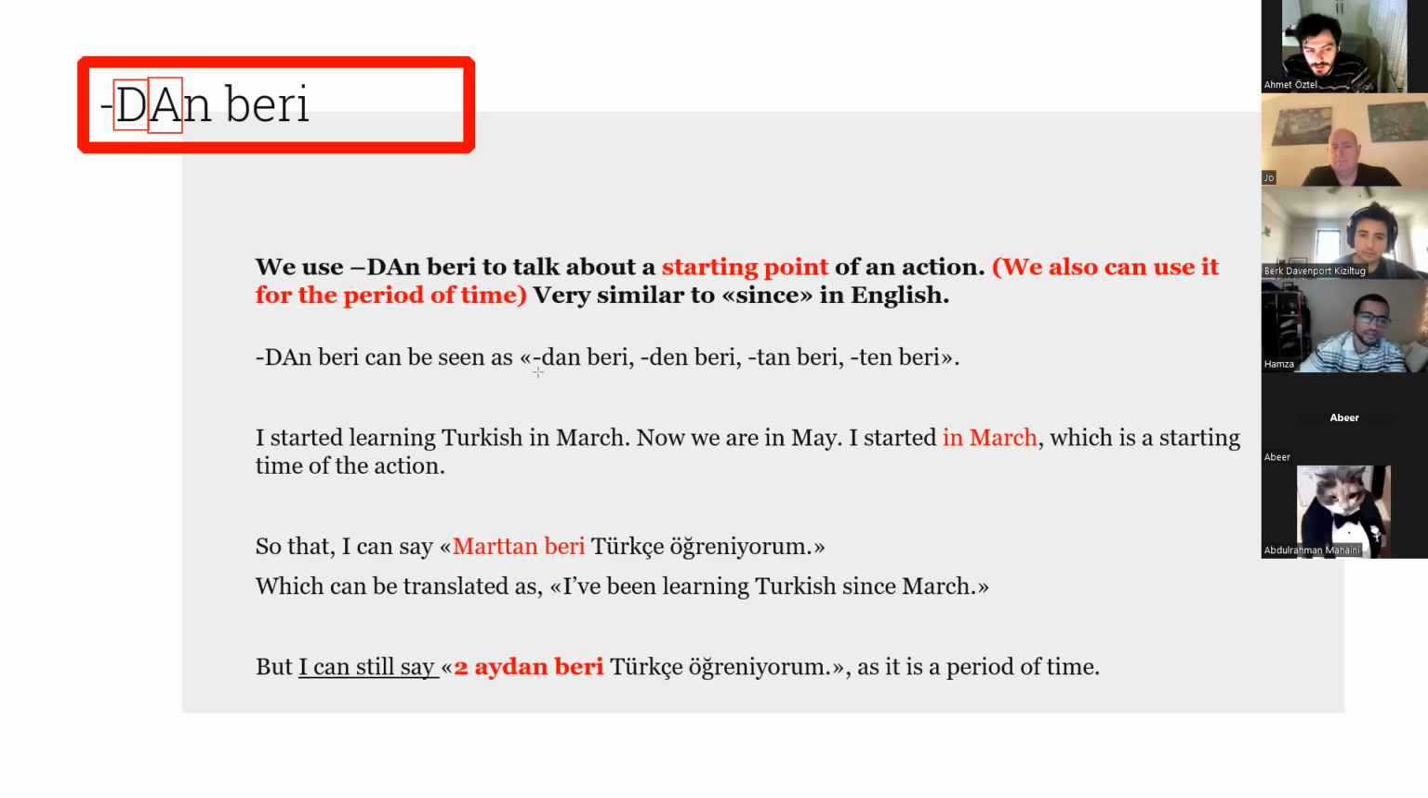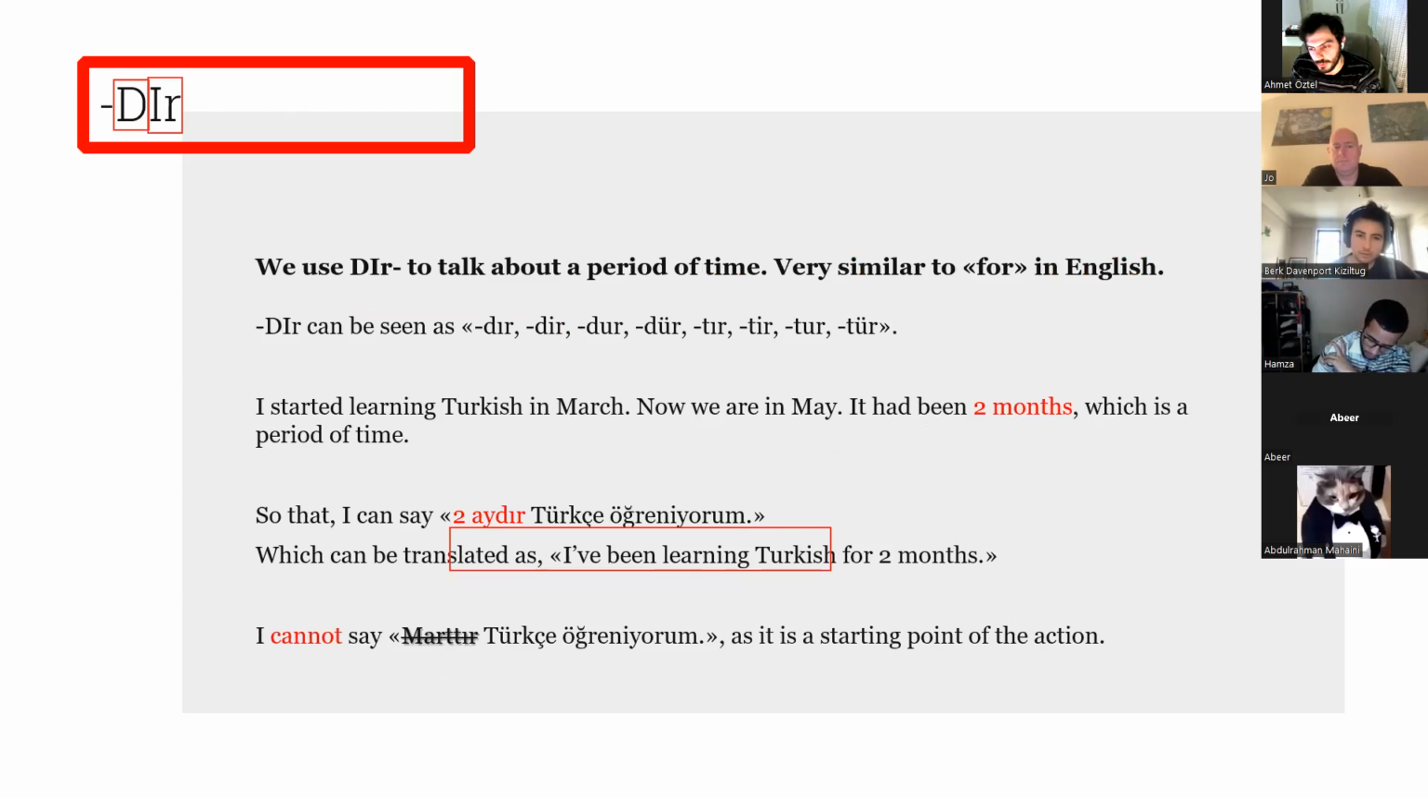And we use dan beri when we are talking about the starting point of an action. So if I have been learning Turkish since March, then in this case I'm going to say Mart'tan beri Türkçe öğreniyorum. But the nice thing about dan beri, we can also use it for a period of time. So we can also say 2 aydan beri Türkçe öğreniyorum. So whenever you choose to use dan beri, your sentence is going to be correct. So you only have to be careful with this dir, dır, dur, dür option.